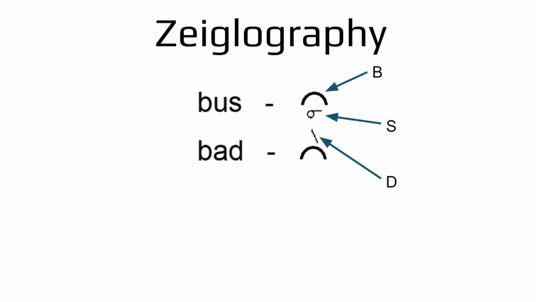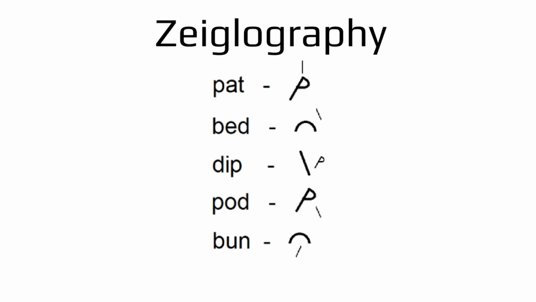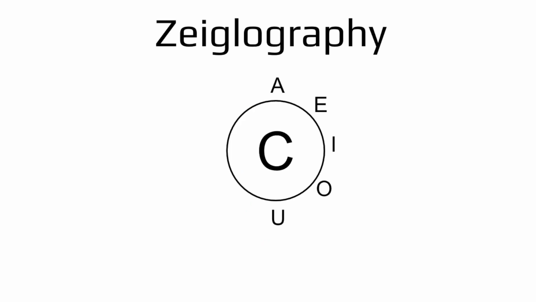But what about these vowels? All right, let's take all 5 vowels as they appear in some of those words and see if we can find a pattern. Pat, that's the P symbol and the T symbol above it. Bed, the B symbol and the D symbol to the top right. Dip, the D symbol and the P symbol to the right. Pod, the P symbol and the D symbol to the bottom right. And bun, which is the B symbol and the N symbol underneath it. Are we seeing a pattern? Yep. It's where the second symbol appears that indicates the vowel.